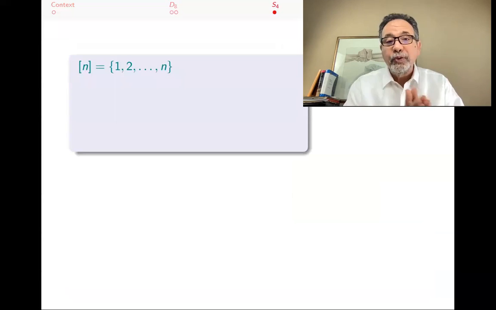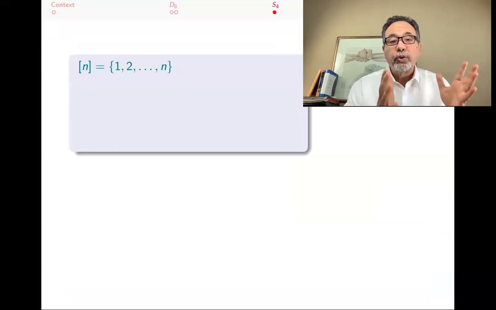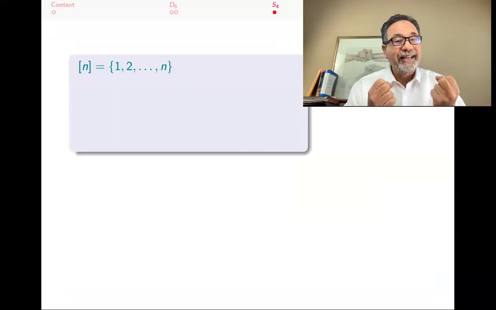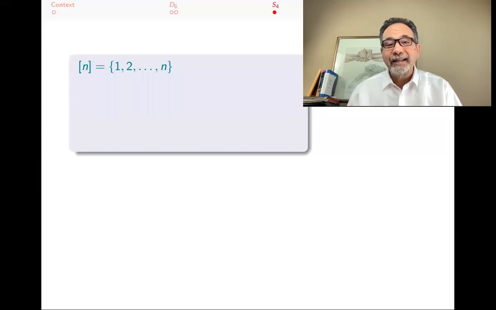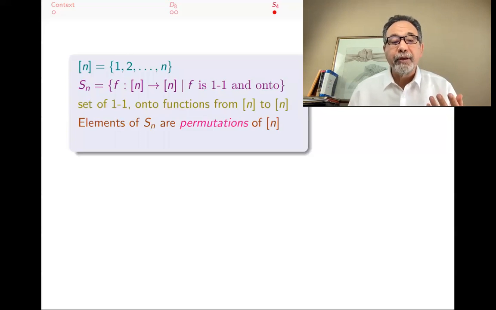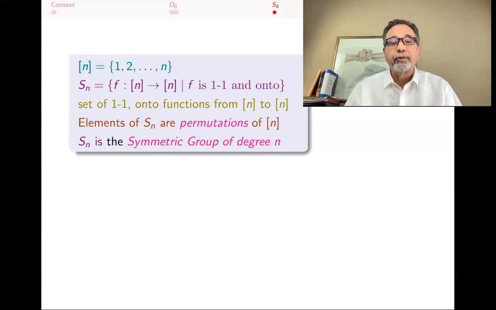What is S4? We had one video on one-to-one onto functions from any set to itself, and then another video on the symmetric group. Bracket n stands for us for a set with n elements, 1 through n, and Sn is going to be the set of one-to-one onto functions, bijections, from bracket n to itself. So these are one-to-one onto functions, but you can also think of them as permutations of 1 through n.